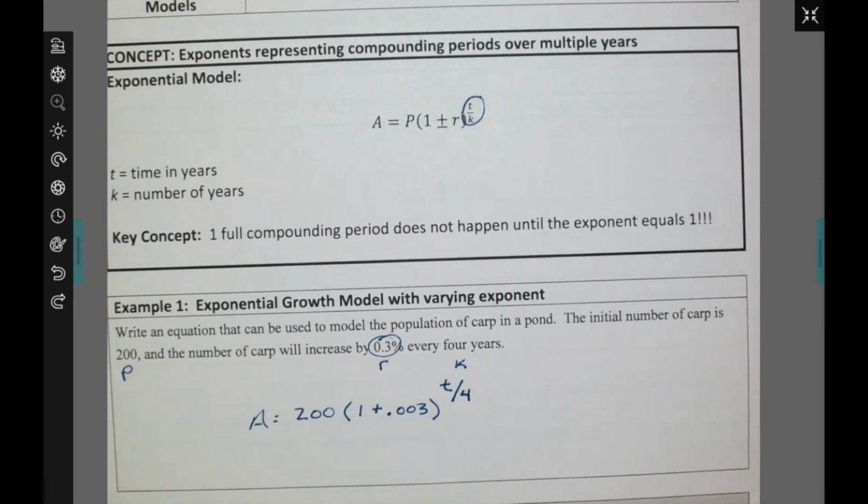From there, if you want to figure out the population after a given amount of years, let's say we wanted 12 years, you'd plug in 12 for t, and whatever the function kicked out would be your population for the carp.